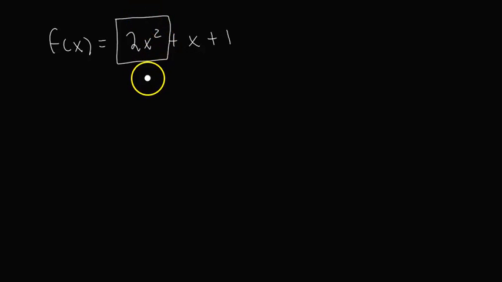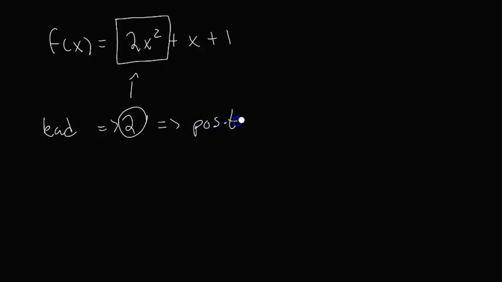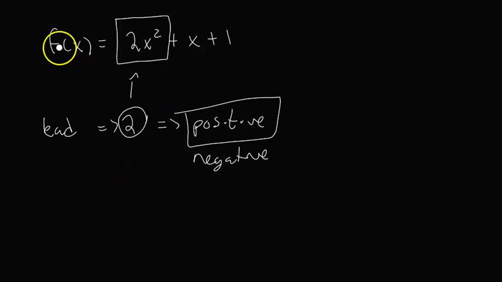Thus, my leading coefficient is the number associated with this greatest power, which in this case is this 2. So my leading coefficient is 2. Notice that the most important part of the leading coefficient is if it's positive or if it's negative. And in our case, this 2 is positive. So again, let's try some other examples.